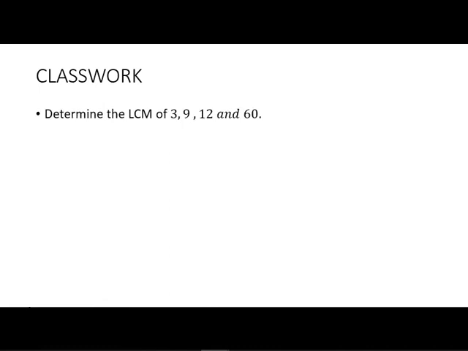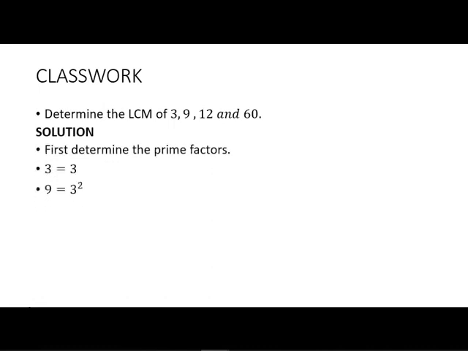We need to find the LCM between 3, 9, 12, and 60. You will have to prime factorize all of those given products. So I'll start with 3. When you prime factorize it, it'll just give you 3. Prime factorizing 9 will give you 3 squared. Prime factorizing 12 will give you 2 squared times 3. And prime factorizing 60 will simply give you 2 squared times 3 squared times 5.